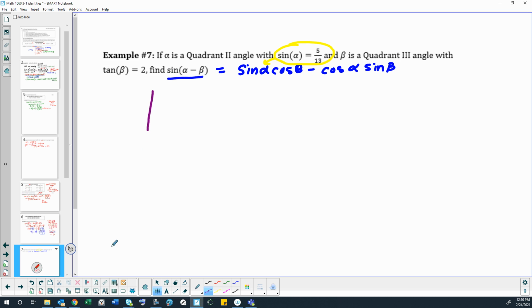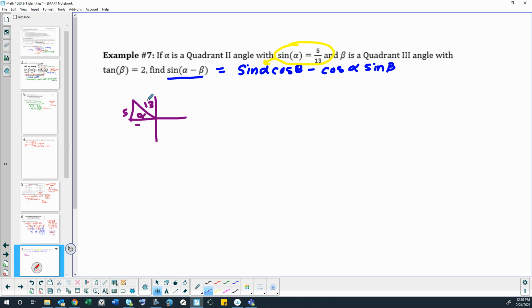So let's do our quadrant 2 angle. So alpha is a quadrant 2 angle. It doesn't even matter what your angle looks like. I just like to draw it in the correct quadrant so I can remember what's positive and what's negative. Sine is 5/13, so opposite is 5. 13 is the hypotenuse. So we are missing the adjacent side, and it's going to be a negative value because it's second quadrant. And that's what we need in order to know the cosine of alpha.